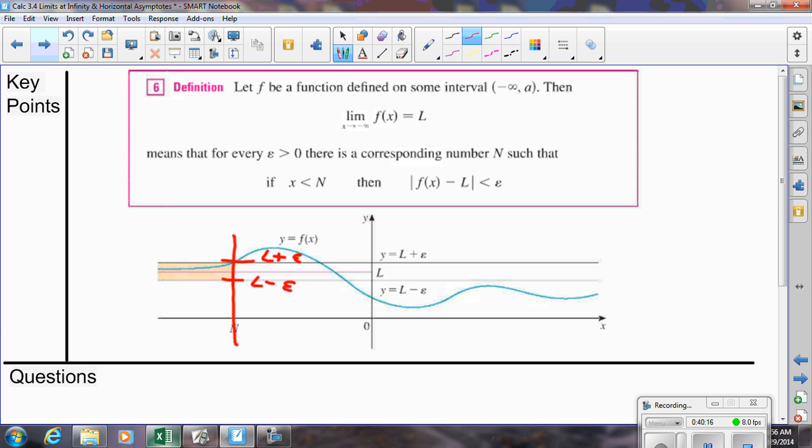Very, very similar to our epsilon delta definition, except since we're going out toward infinity or negative infinity, we don't have a plus delta minus delta. It's just a way of saying go to the left, you get trapped in this band for plus or minus epsilon.